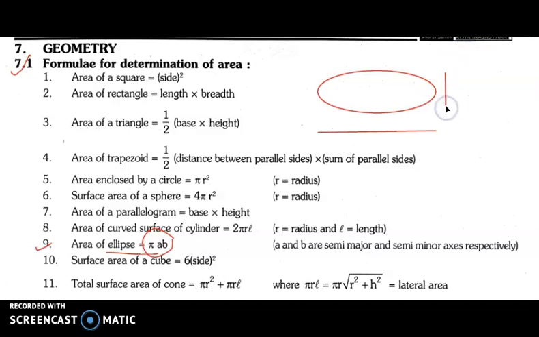So a and b are the lengths of the semi-major axis, meaning half of the major, and the semi-minor axis, meaning half of the minor, which means if we have to calculate the whole length, the major axis is given by 2a and the minor axis by 2b. Okay, so you can note down these formulas.